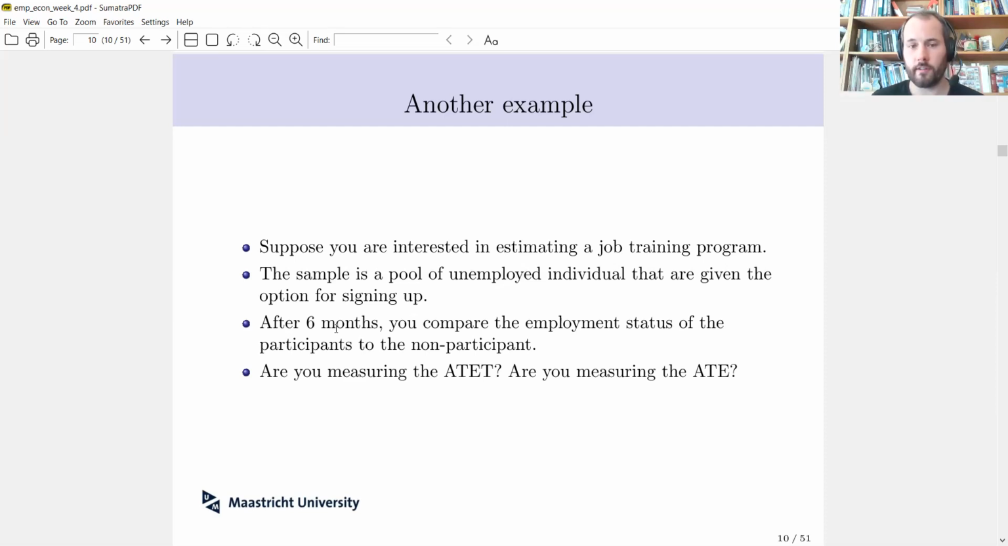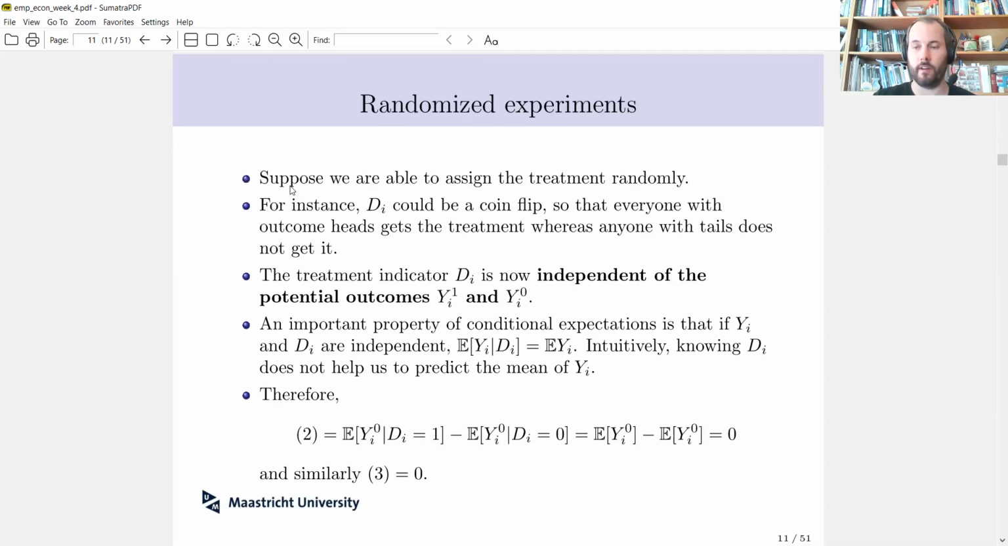And now you ask yourself, what are we actually measuring here? Are we trying to measure the treatment effect on the treated? Are we measuring the average treatment effect in the whole population? Or do we actually get anything sensible? Okay, now you think about this for a second and we continue talking about the benchmark, which is a randomized experiment.